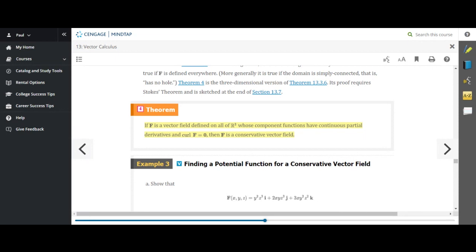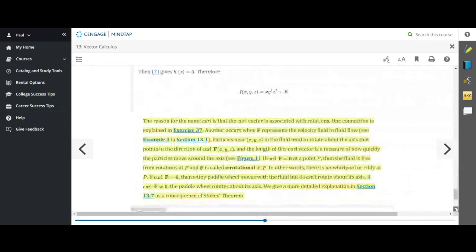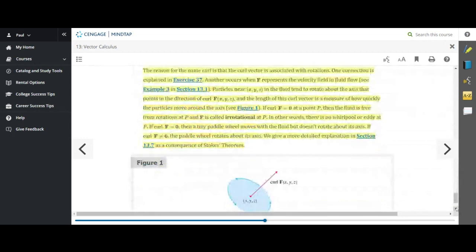What is, physically, how do we interpret the curl? Well, let me show you. So now we're continuing on. This is review of what we just did here. But there's a comment here. The reason for the name curl is that the curl vector is associated with rotations.